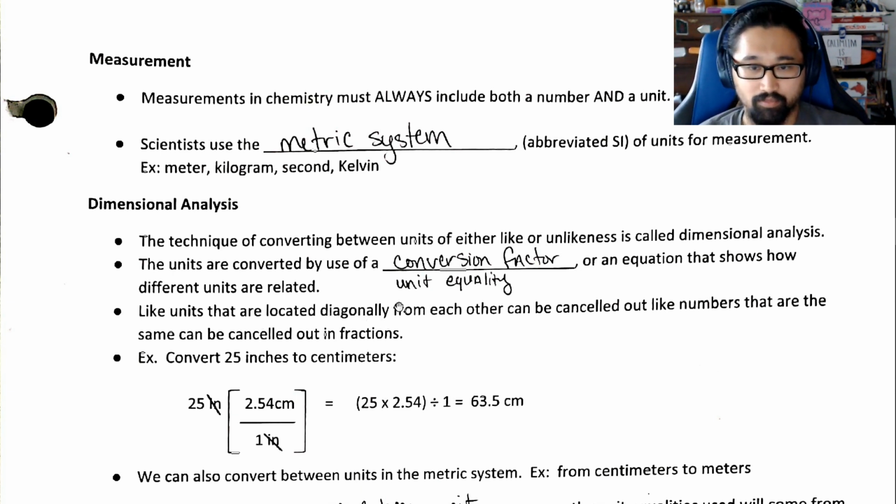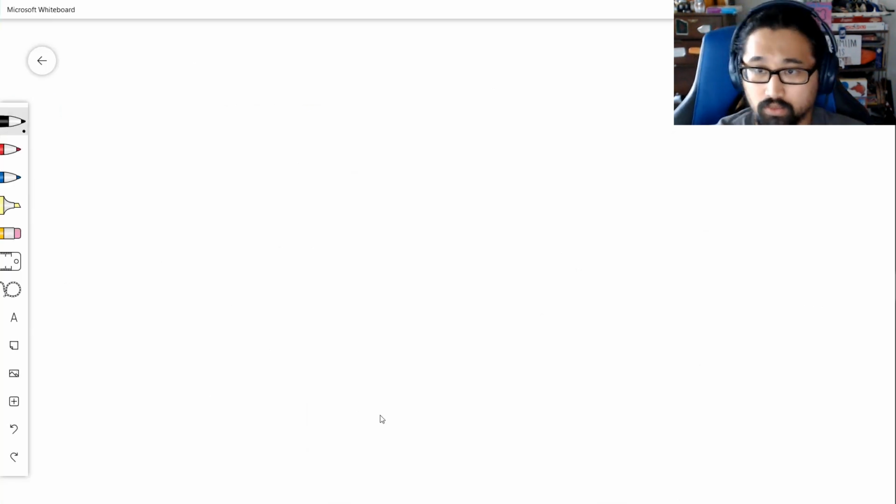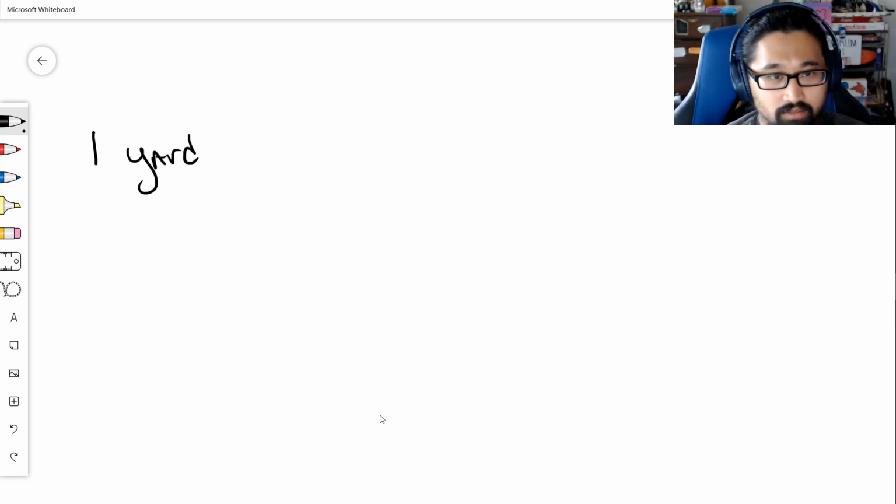And in order to explain what this is saying, I am going to do a quick example. Okay, we're drawing. Alright, the drawing works. So what I'm going to do is use something that you already know the answer to. I'm going to say that 1 yard, I'm going to leave a bunch of space, is equal to how many feet?